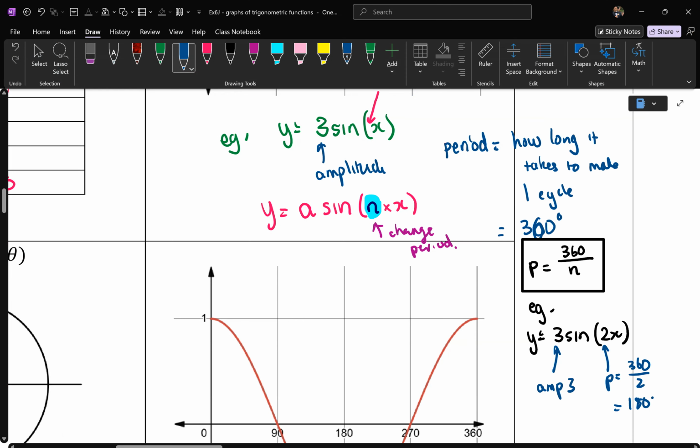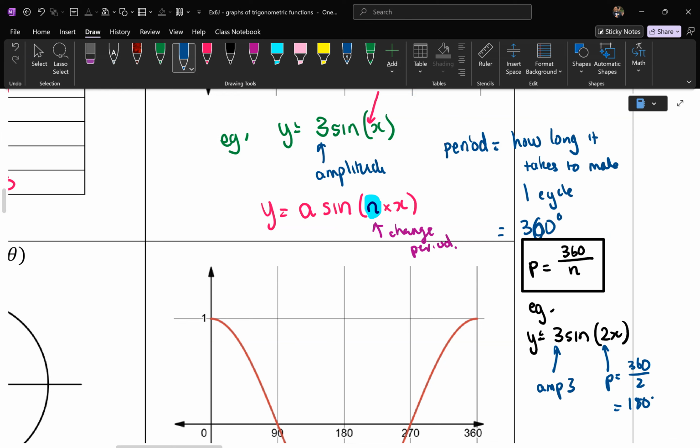Okay, so when you're writing it out, the number in front of sine will dictate how high the amplitude is. And the number times the x will change the period, and you can follow this formula here. 360 divided by n will tell you how much you'll change the period by. Okay? So copy that down.